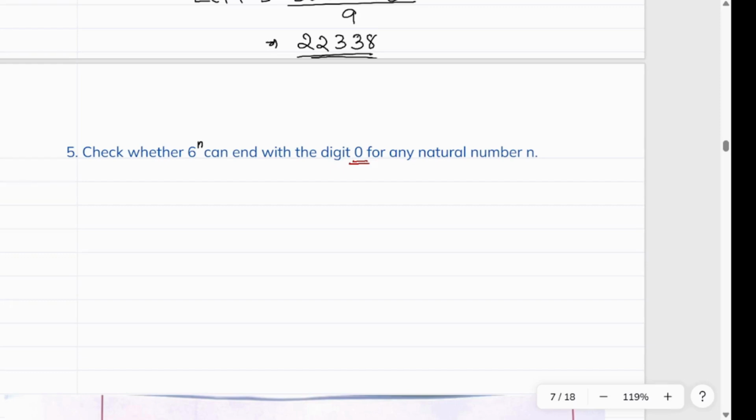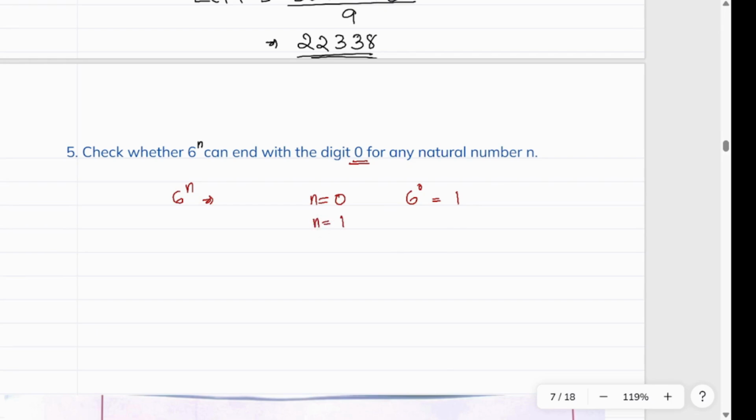Now let's do question number 5. Check whether 6 raised to n can end with the digit 0 for any natural number n. Okay, so they are asking, in the case of 6 raised to n, is there a possibility that the last digit will be 0? If I write 6 raised to n, for example, first I give n equal to 0. So what will be the value? 6 raised to 0 is equal to 1. We know that any number raised to the power 0 is 1.